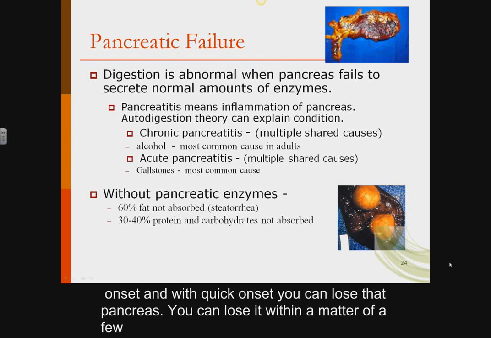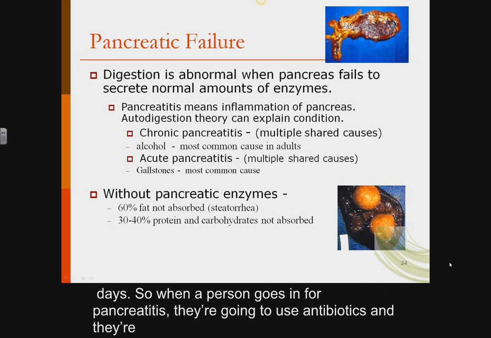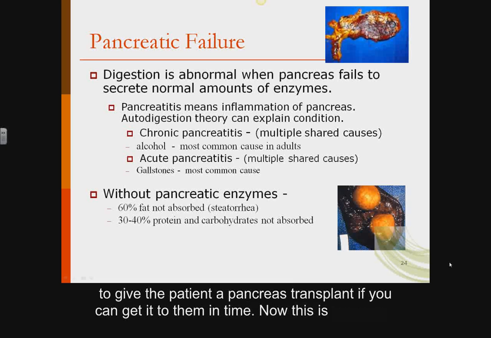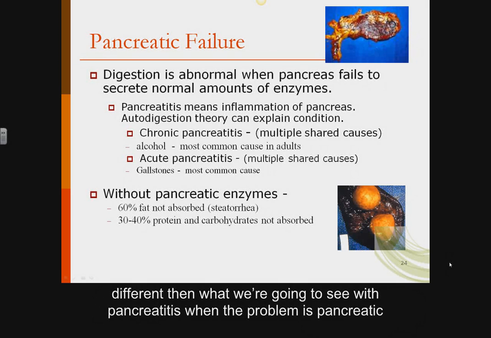It's particularly nasty. With acute pancreatitis, it's dangerous because it's quick onset, and with a quick onset, you can lose that pancreas. You can lose it within a matter of a few days. When a person goes into the hospital for pancreatitis, they're going to be treated with antibiotics, and they're going to be given fluids as well because of the diarrhea. You might even need to give the patient a pancreas transplant if you can get it to them in time.